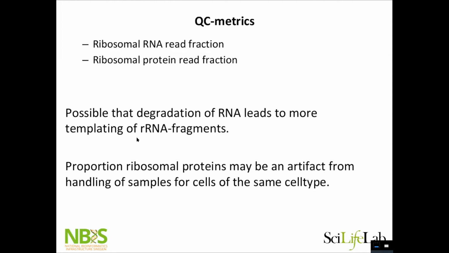And as Jules talked about, ribosomal protein fraction: I've also seen in scRNA-seq data that you do get some templating of ribosomal RNA if you have a lot of RNA fragments. I've seen that samples that have been in the freezer for a longer time tend to get a higher ribosomal RNA fraction, especially for some other species than human and mouse that I've been working on. So this also clearly relates to the quality of the cell.